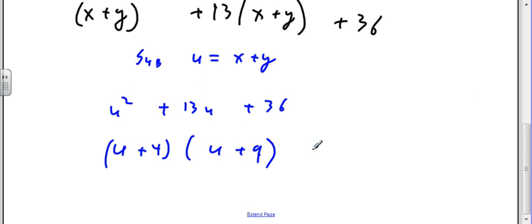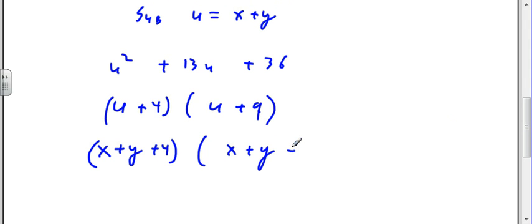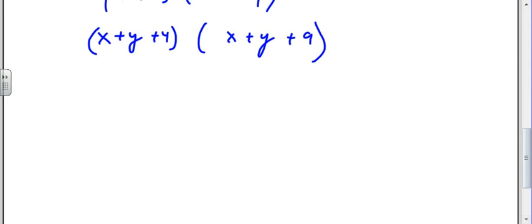And then I'm going to go and undo my substitution and say x plus y plus 4 and x plus y plus 9. See how that works? Now the issue is on my right. That's the issue. That looked pretty intuitive, you know, when you look at it.